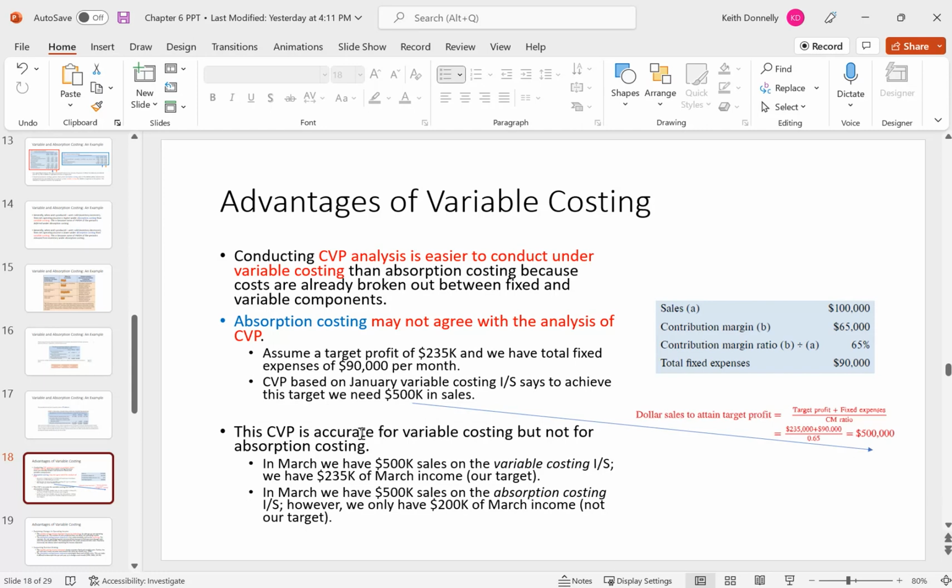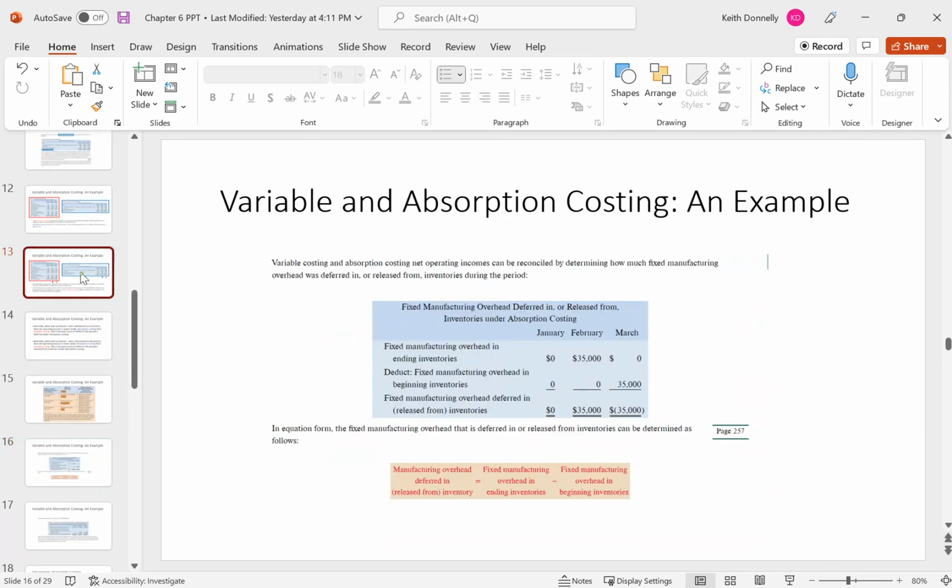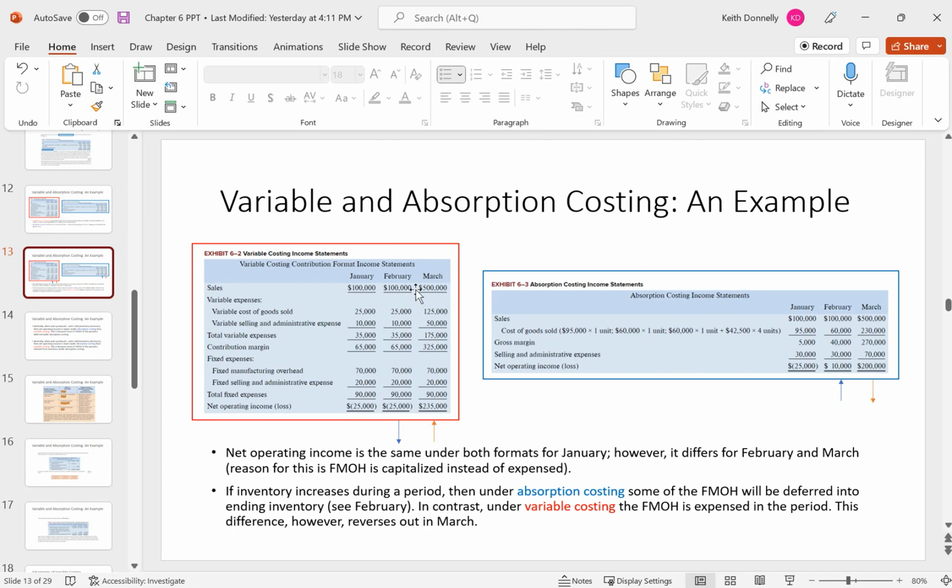Now the idea with this is cost volume profit is going to be more accurate for variable costing versus absorption costing. So in March, for example, if we have 500K in sales, let's go back to our variable costing income statement and find that. In March, we have 500K. And check it out, we get that target profit. It makes sense. What we did in the target profit analysis ties out under variable costing. The framework and assumptions of target profit analysis hold true.